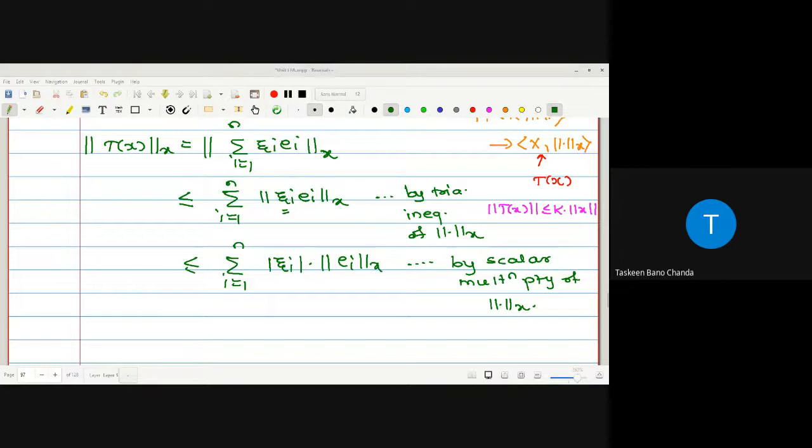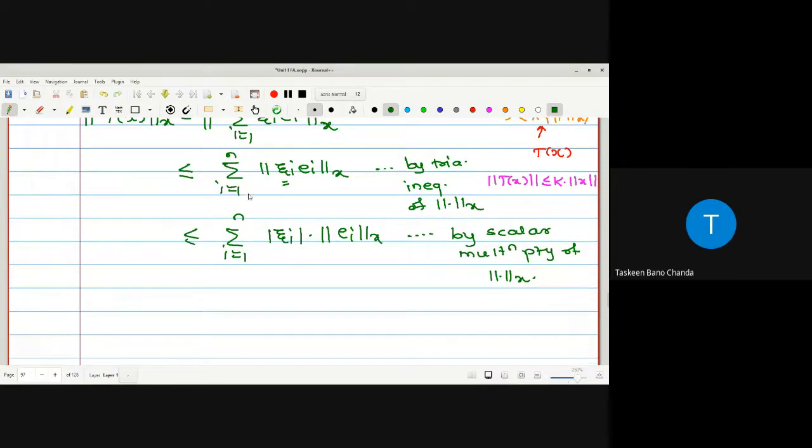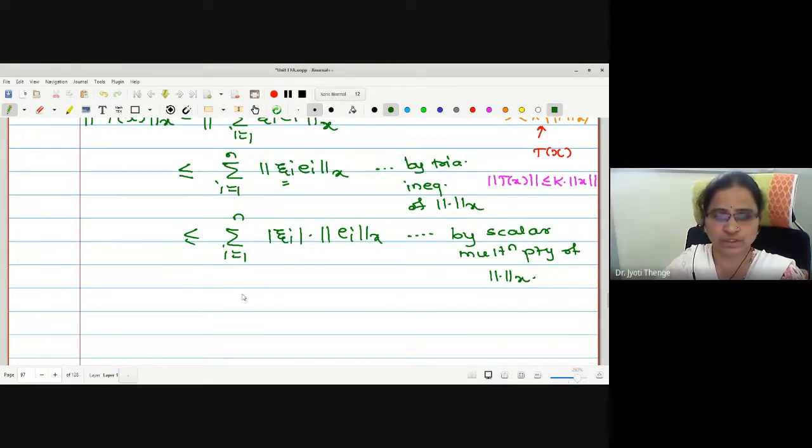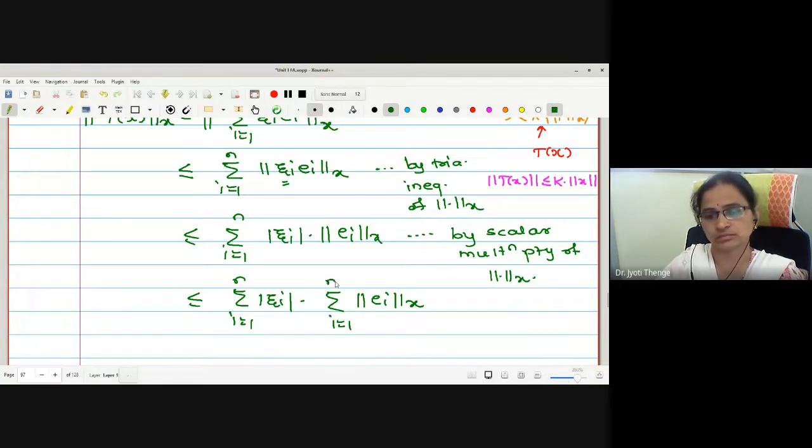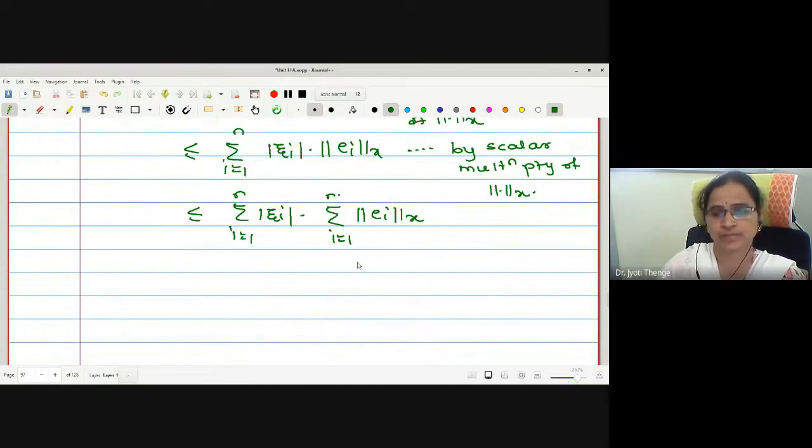That's why. Okay. Now this is by the scalar multiplication property: mod zeta times norm x of e i. Now can I write this separation? This is less than or equal to summation mod zeta i times summation norm x of e i, i running from 1 to n. Is it okay? Yes, ma'am.